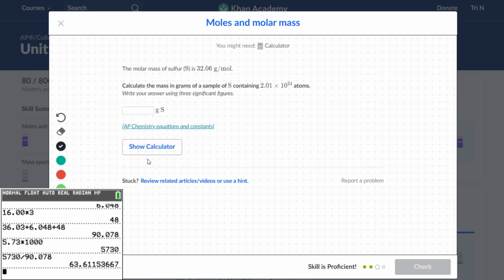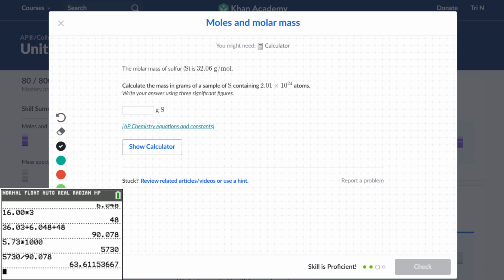Okay, let's do the next question. The molar mass of sulfur is 32.06 grams per mole. Calculate the mass in grams of a sample of sulfur containing 2.01 times 10 to the power 24 atoms.